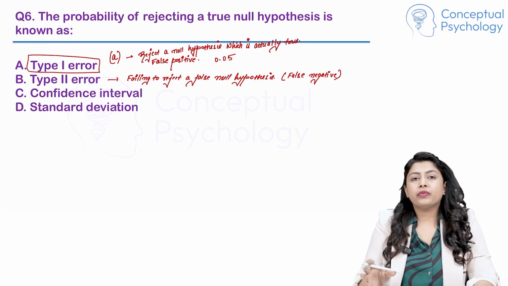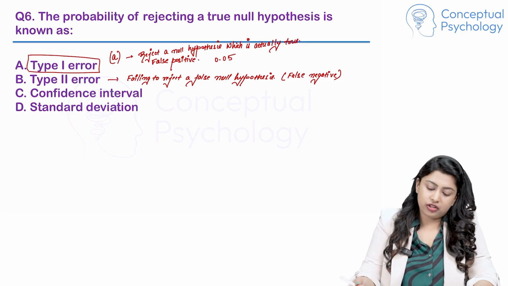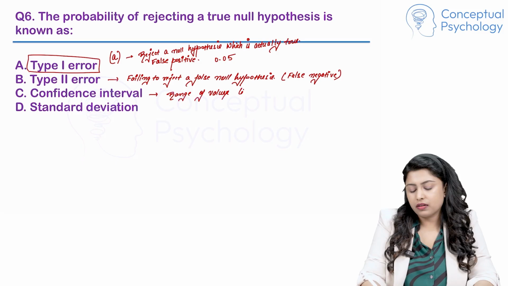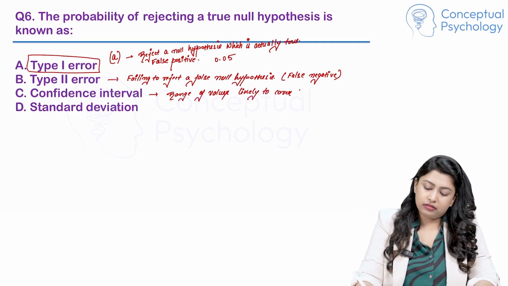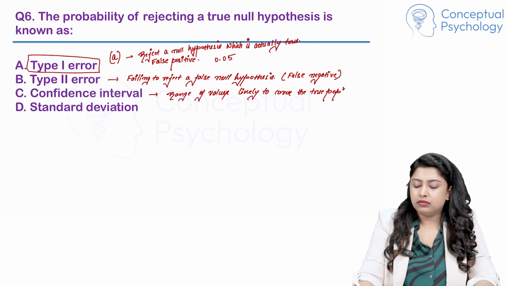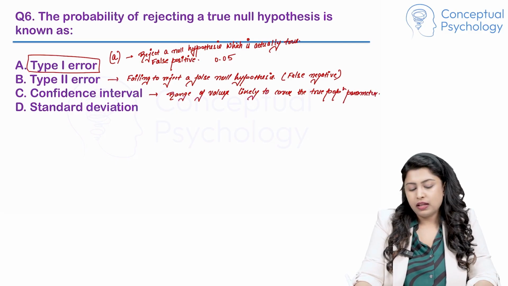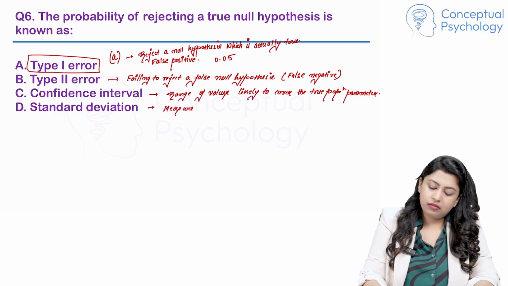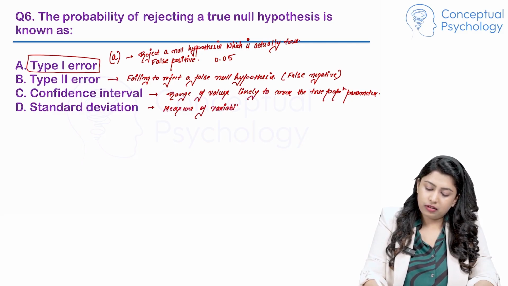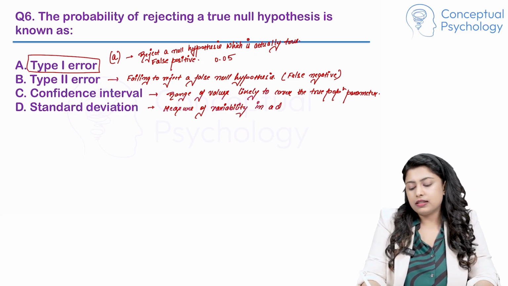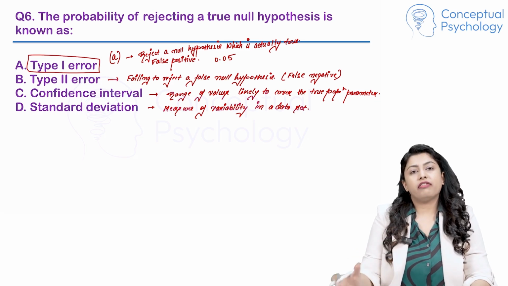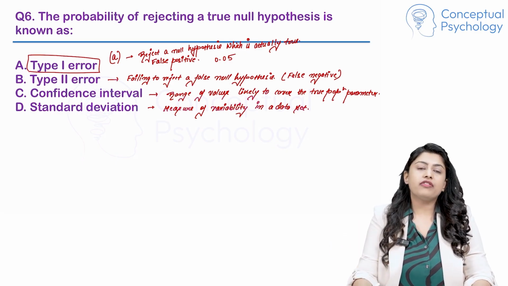What is a confidence interval? It is the range of values likely to contain the true population parameter. Range of values which is likely to cover the true population parameter. And standard deviation is a measure of variability in a data set. Okay, so type 1 error represents the risk of concluding there is an effect when there isn't one, which is like the false alarm of statistical testing.